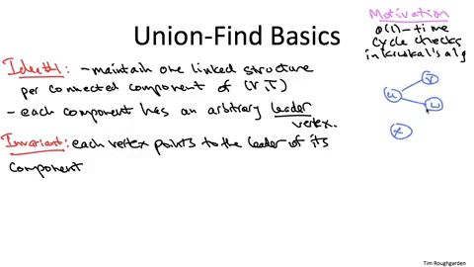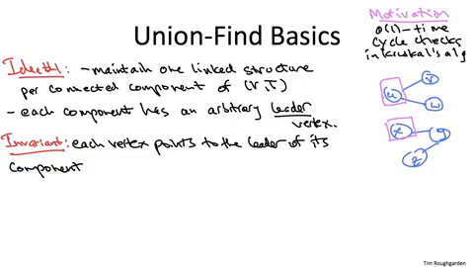So for example, maybe we have two different connected components with three vertices each, one containing the vertices u, v, and w, another containing the vertices x, y, and z. Any of these three vertices could be the leader of each of these two components. So perhaps u happens to be the leader vertex of the first component, and x happens to be the leader vertex of the second component.